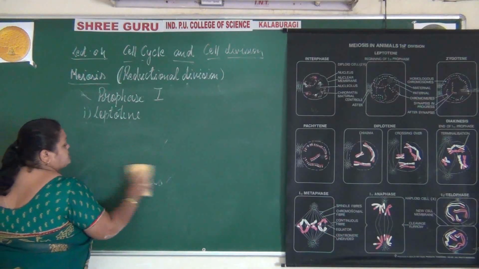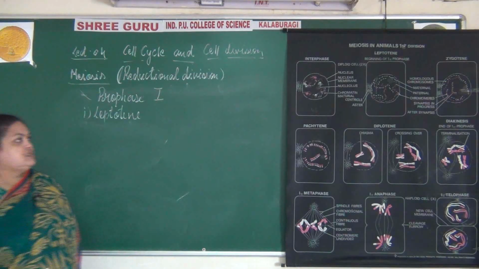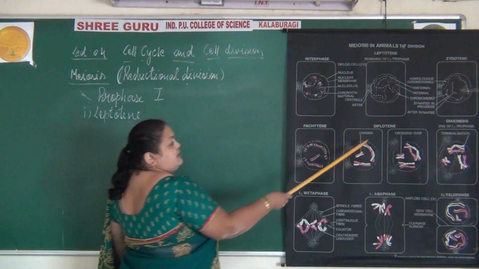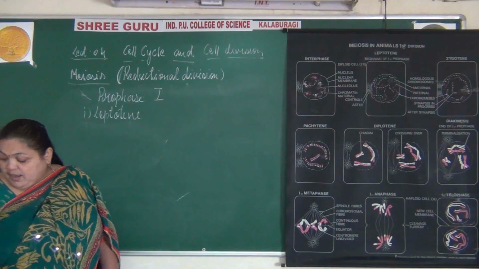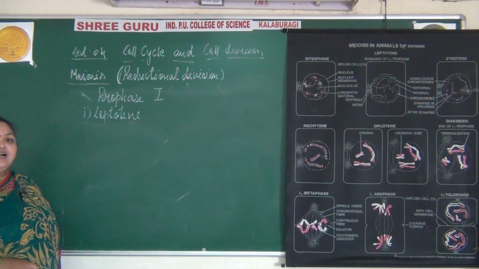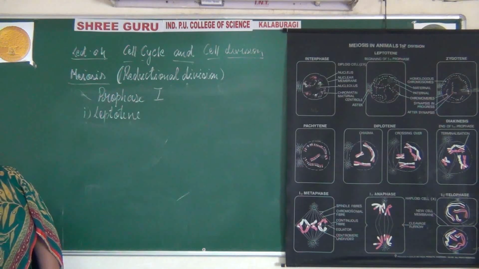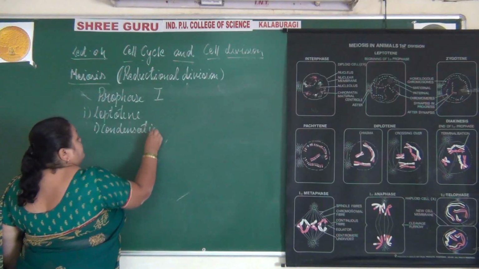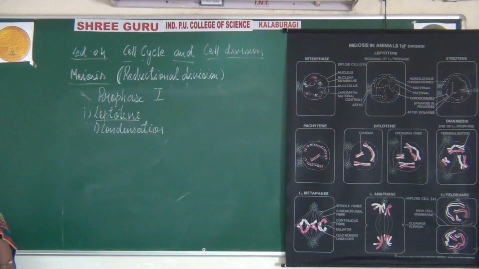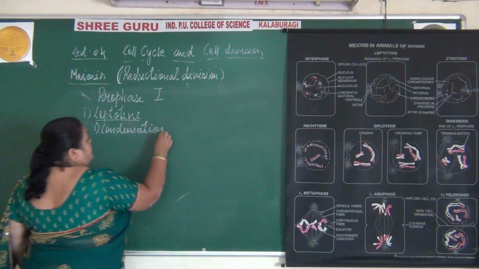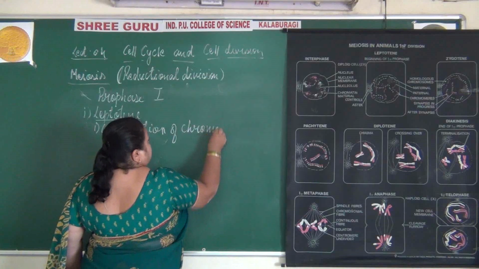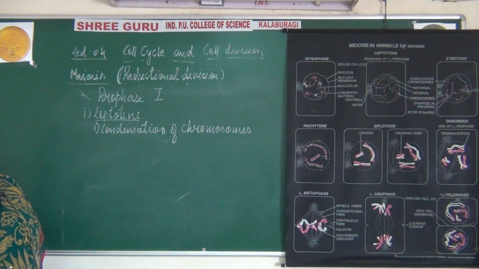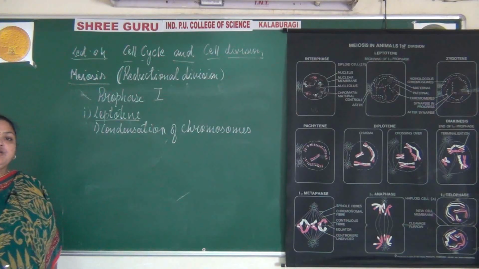What happens during the process of leptotene? I will just repeat the stages: leptotene, zygotene, pachytene, diplotene and diakinesis. Now, what are the main events that occur in the leptotene stage? Condensation of chromosomes. There is condensation of chromosomes. They coil in such a manner that they appear in the form of a string of beads.